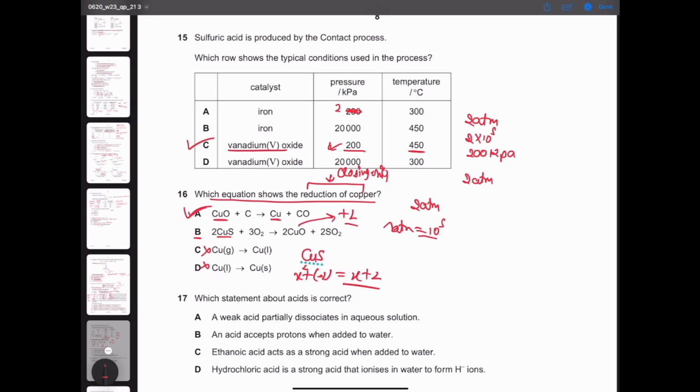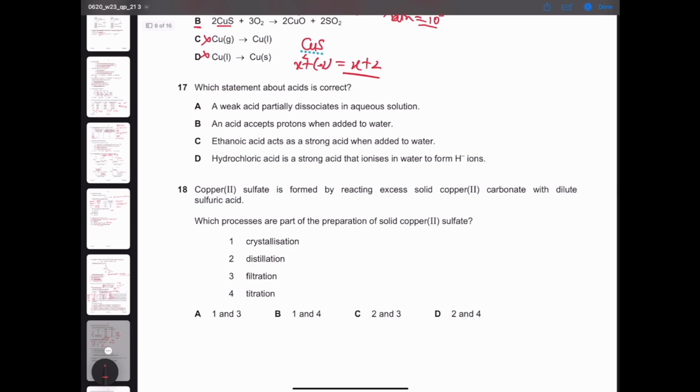Now, which statement about acids is correct? A weak acid partially dissociates in aqueous solutions. This is correct. An acid accepts protons? No, it donates protons. Ethanoic acid acts as a strong acid? No. Carboxylic acids are weak acids. Hydrochloric acid is a strong acid? This is correct. It ionizes? This is correct. In water? This is correct. To form H negative ions? Incorrect. It is H plus ions. Statement D is also wrong. This is telling you you have to read everything properly. Do not hurry any question. Now this is just one word, in place of H plus they have written H negative. This is why the statement is wrong. Alright, so read everything carefully.